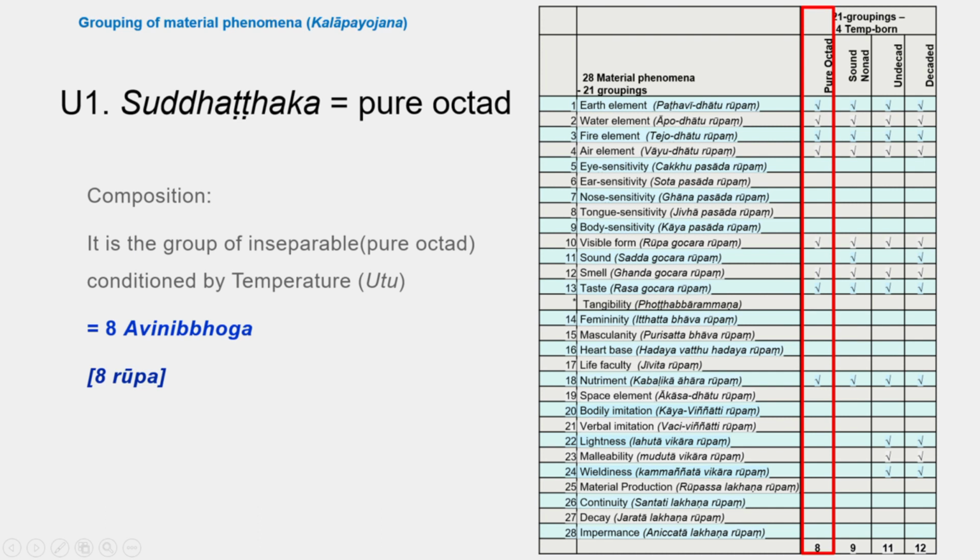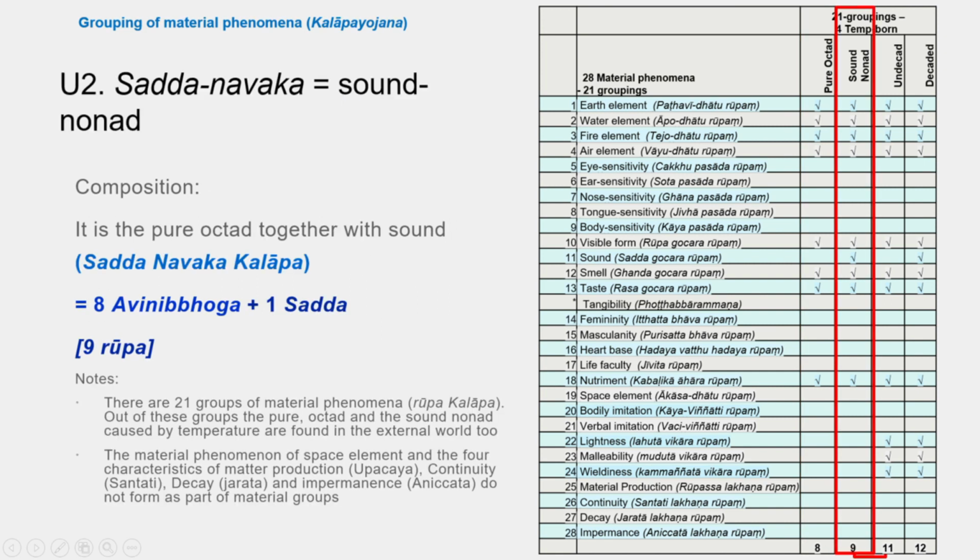Suddhatthaka, the pure octad, is a group of inseparables conditioned by temperature. Same thing, separable. Saddanavaka, the nonad of sound, is the pure octad together with sound. So just remember all these various additions to it, and remember the count.